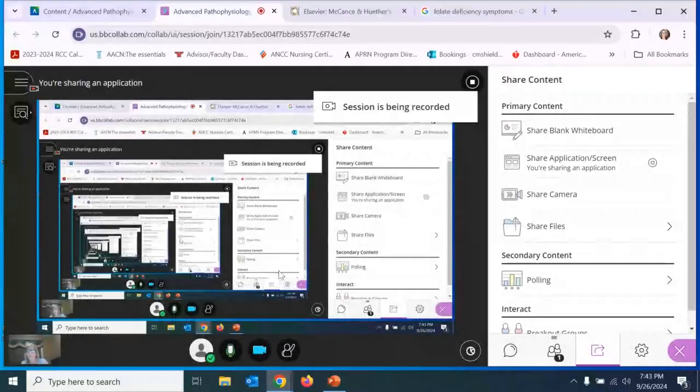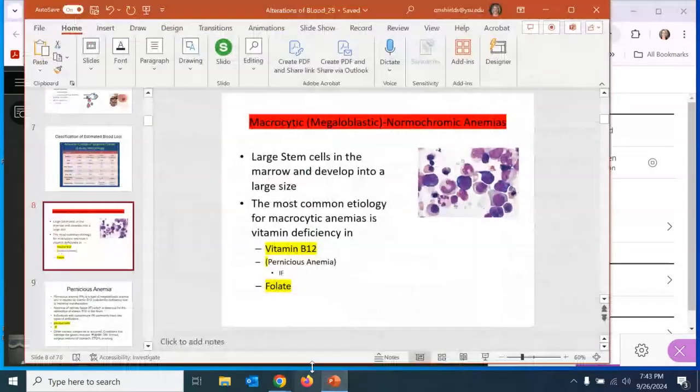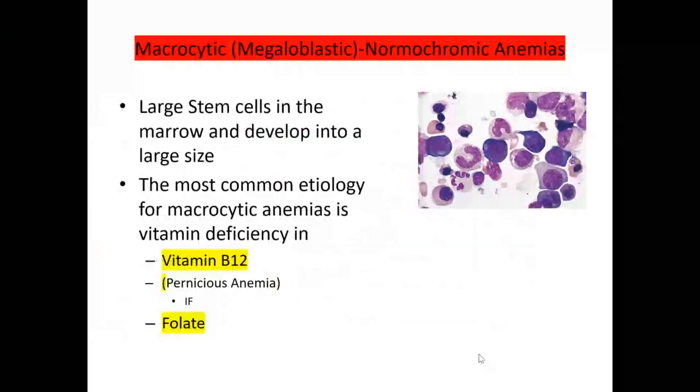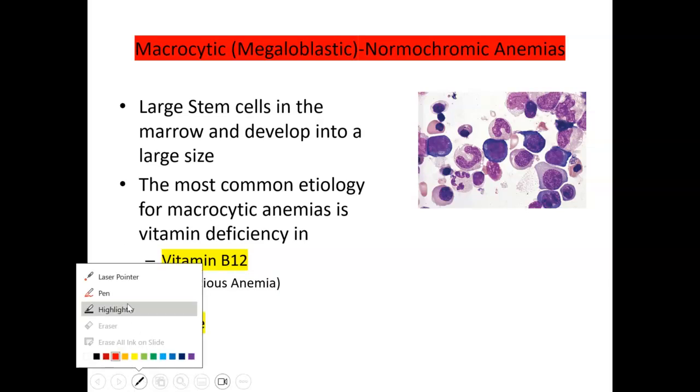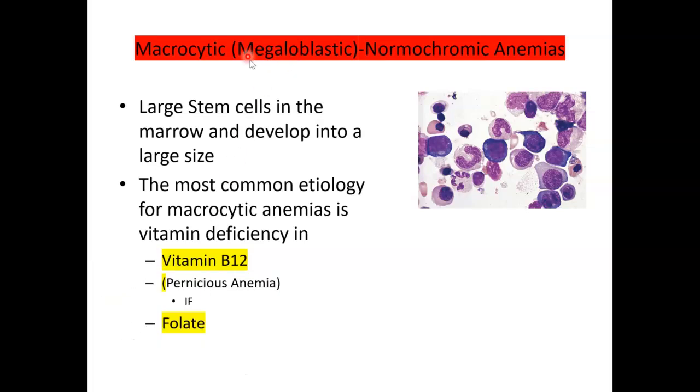Hello again, and I'd like to continue on the PowerPoint, and we're going to continue with the first type of anemia groups, which is called the macrocytic. Macro being large cell, megaloblastic is another term for macrocytic. So you can at this point just use those interchangeably if you see this megaloblastic. It's a little bit different than macrocytic, but it still means a big cell.